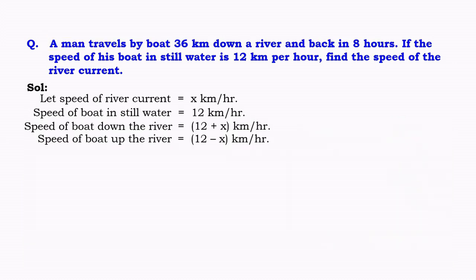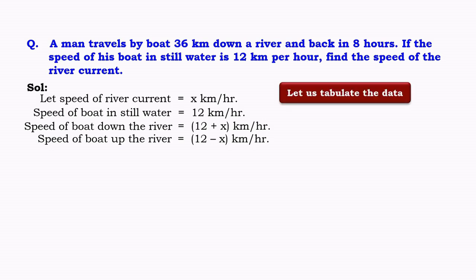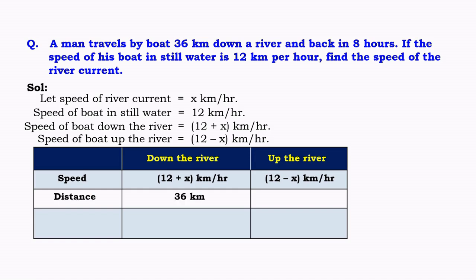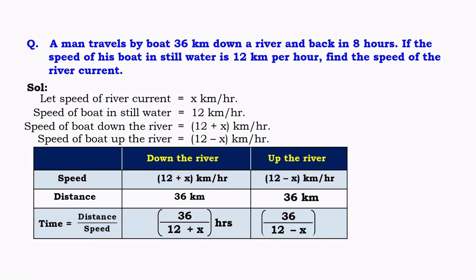Now, let us organize the given information in a table. For the downstream journey, the speed of the boat is 12 plus x kilometers per hour. For the upstream journey, the speed of the boat is 12 minus x kilometers per hour. The boat travels 36 kilometers downstream and 36 kilometers upstream. Using the formula, time is equal to distance divided by speed. The time taken to travel downstream is 36 divided by 12 plus x hours. Similarly, the time taken to travel upstream is 36 divided by 12 minus x hours.